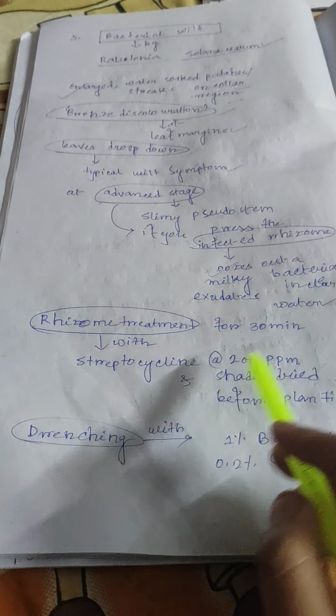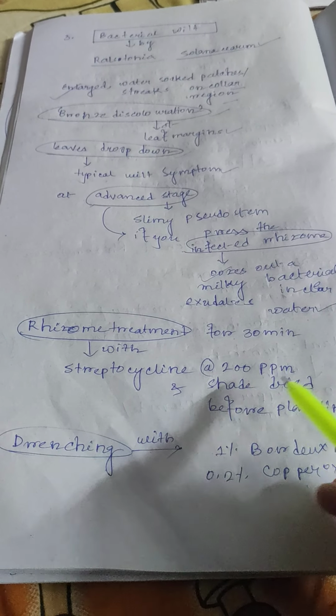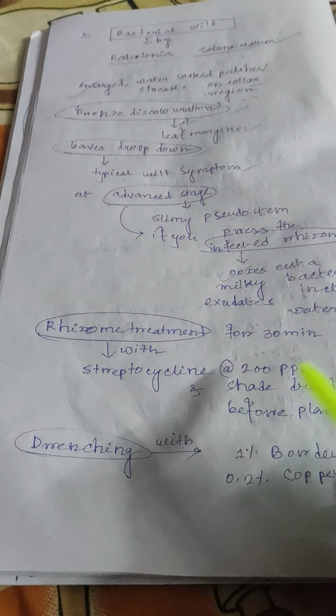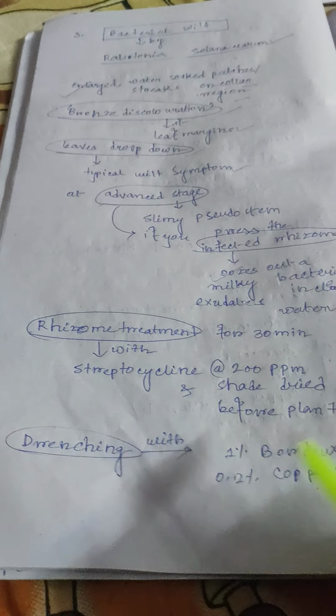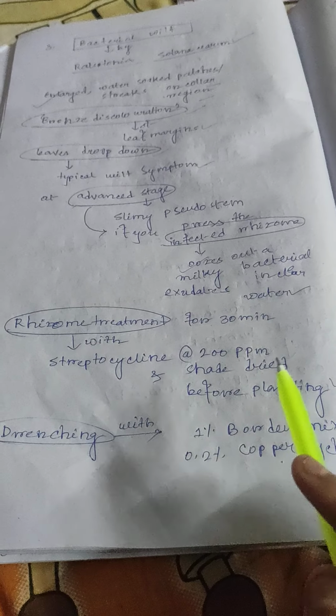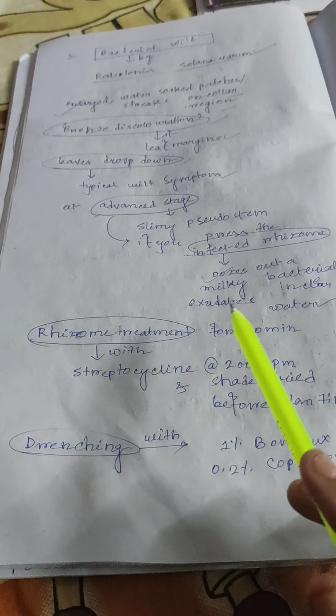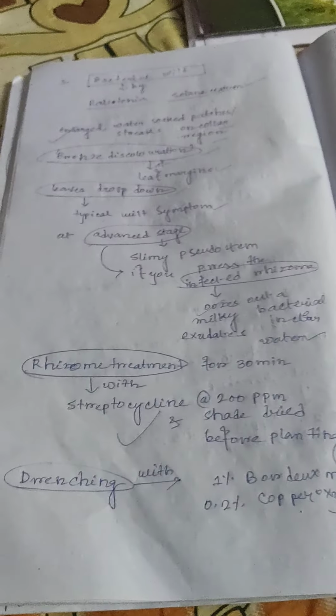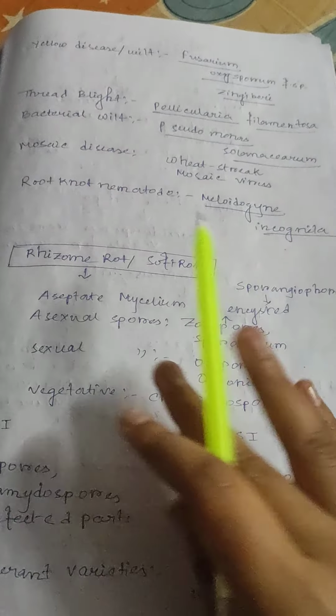Rhizome treatment with streptocycline at the rate of 200 ppm for 30 minutes, and shade dry before planting. Drenching with 1% Bordeaux mixture or 0.2% copper oxychloride. Which antibiotic is used against bacterial wilt of ginger? That is streptocycline.